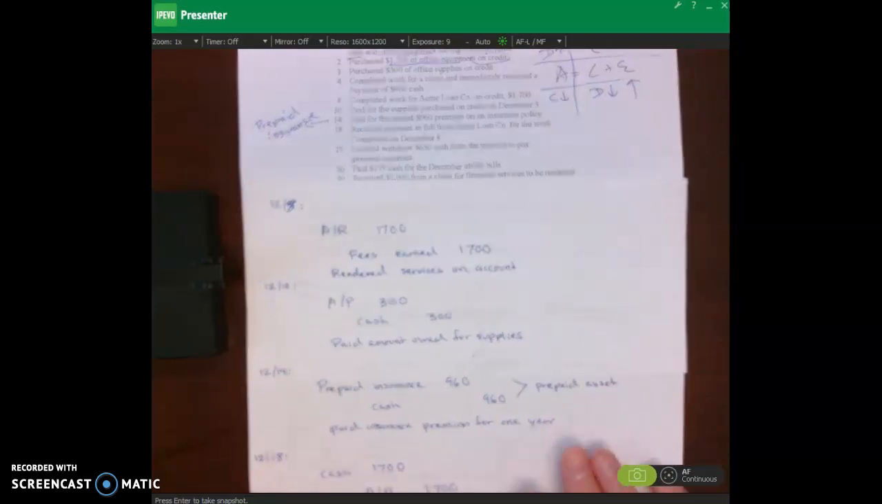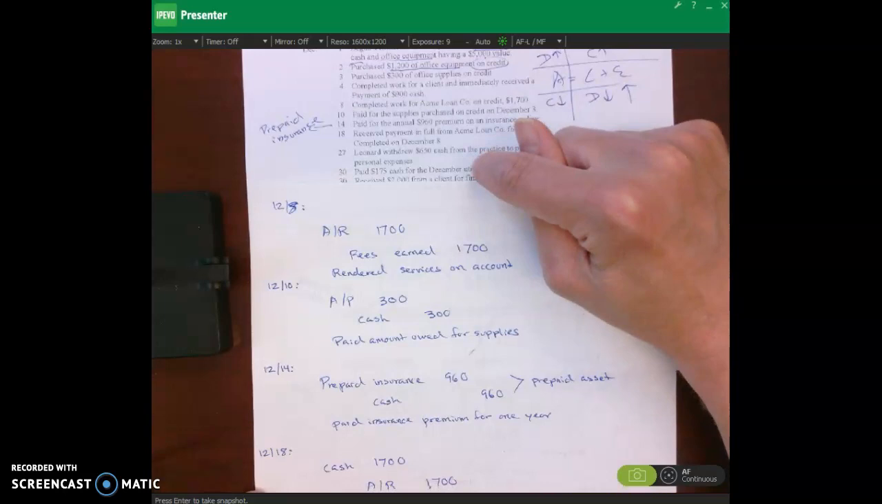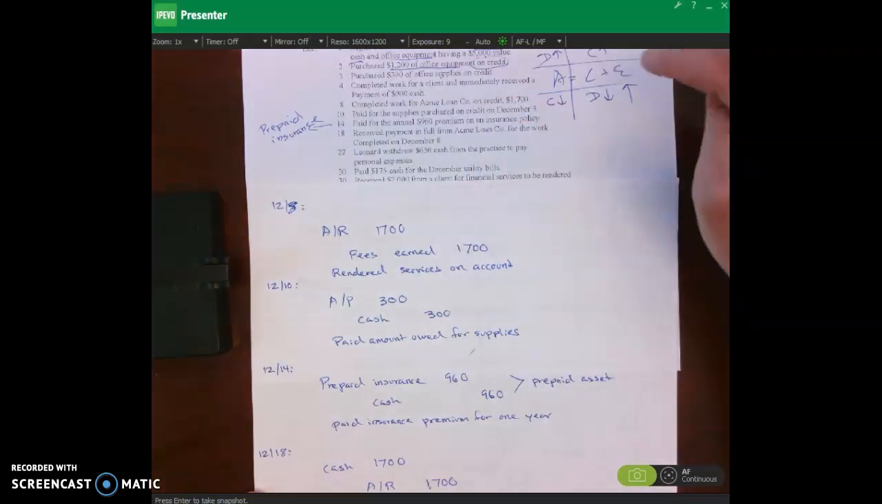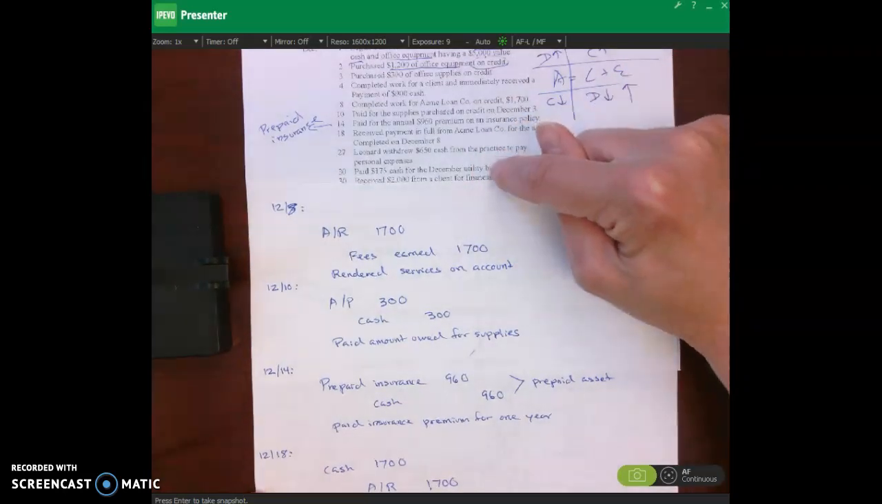Okay? On the 30th, paid cash for December utility bills. This is an expense, utility expense. This is a cost of doing business.